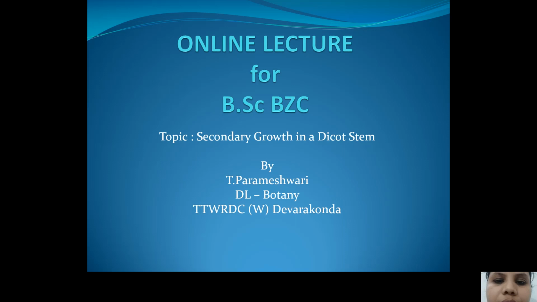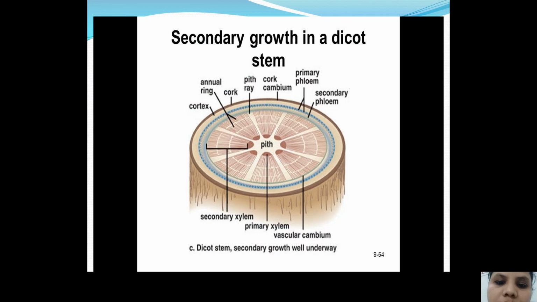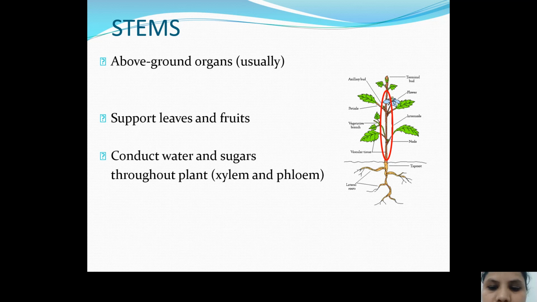Today I am going to deliver an online lecture on the topic secondary growth in a dicot stem. This is how a stem looks after secondary growth happens. Stems. First, we'll start with stems. So, this is the simple structure of a plant body.